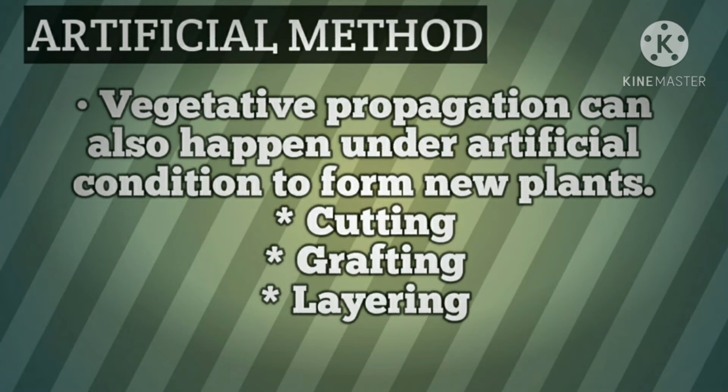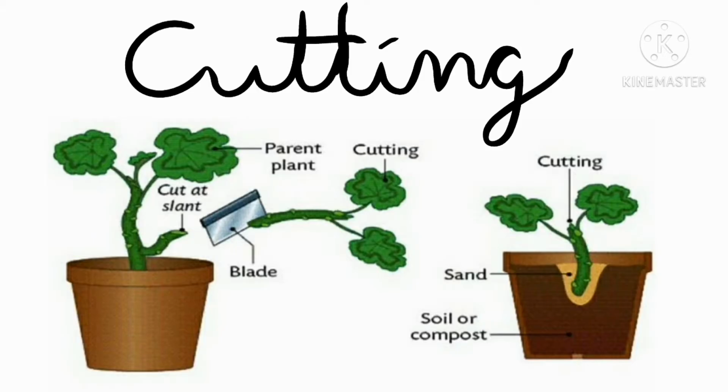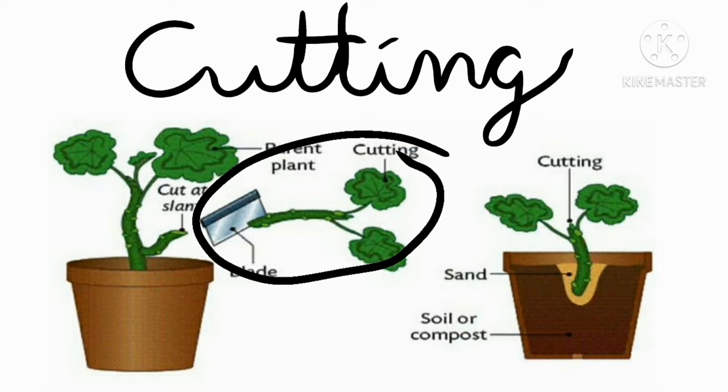The artificial method is a vegetative propagation only, means it is a process of vegetative propagation, right? It has three types of how it can be done. First one is cutting, second grafting, and the third one is layering. So what is there in cutting? Cutting is a process in which we cut out one stem or some part from the parent plant, okay, and then we put it into the soil in another pot as shown here.